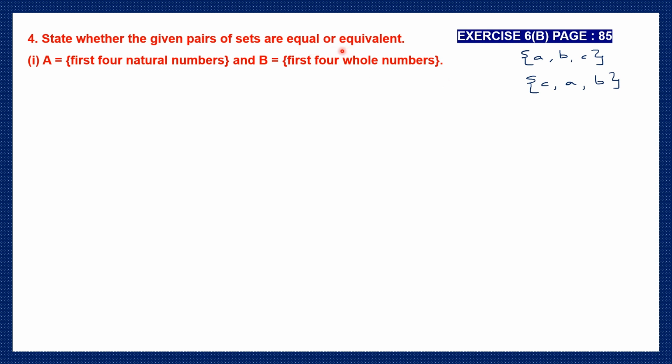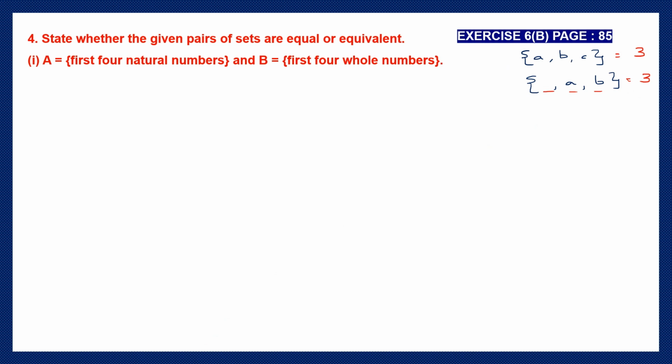Now what do we mean by equivalent sets? When two sets have the same number of elements, that is the cardinal number of the set. How many elements are there? 1, 2, 3. So the cardinal number of this set is 3. What about the other set? 1, 2, 3. The cardinal number of this set is also 3. When the cardinal number of the two sets is the same, we call them equivalent sets. So these two sets will be called equivalent sets because the cardinal number is the same.